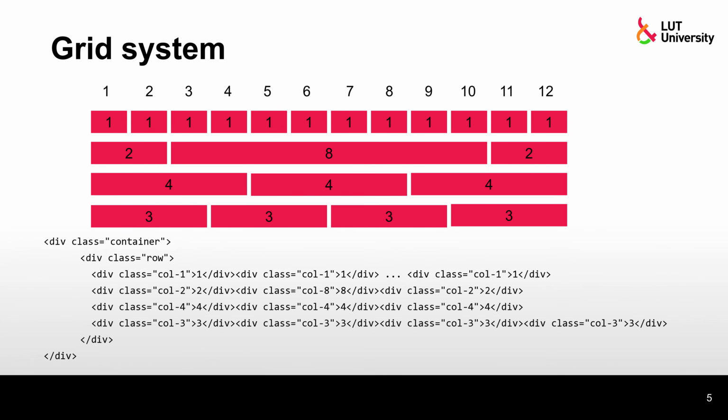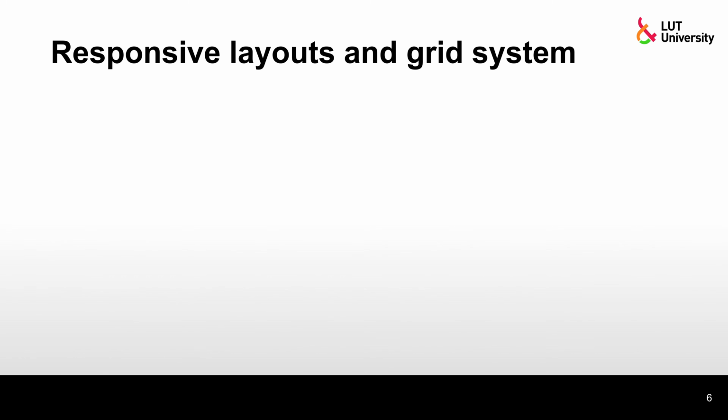And it is very easy to get those columns. You just have to have some kind of a container where you use the class container, and then you have a row, and inside this row you have these different columns, and you are defining them like col-1, meaning that it's taking only 1/12 of the maximum width, and col-3 is taking 3/12, meaning 25% of the maximum width. So this is quite straightforward. So responsive layouts and grid system.